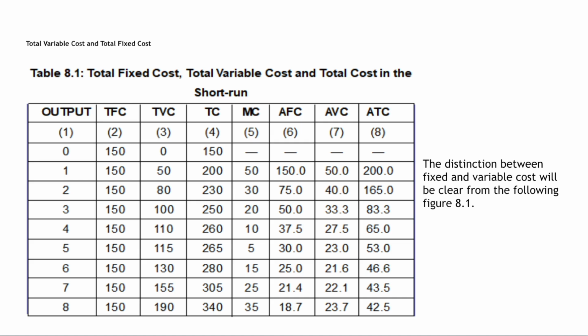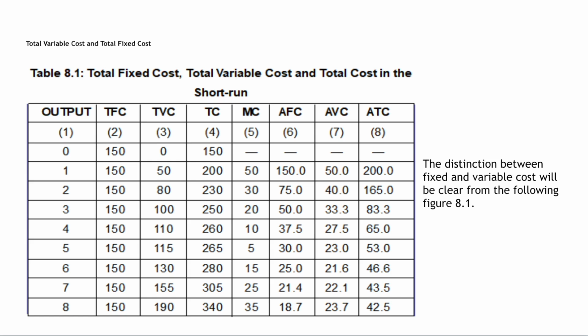Similarly, when output is 2, total fixed cost is again 150, it remains the same. Total variable cost is 80, thus total cost comes up to 230. Marginal cost in this case is 30. Average fixed cost is 75. Average variable cost is 40, and average total cost is 165. Accordingly, you can see the different total fixed cost, total variable cost, total cost, marginal cost, average fixed cost, average variable cost, and average total cost at different levels of output.